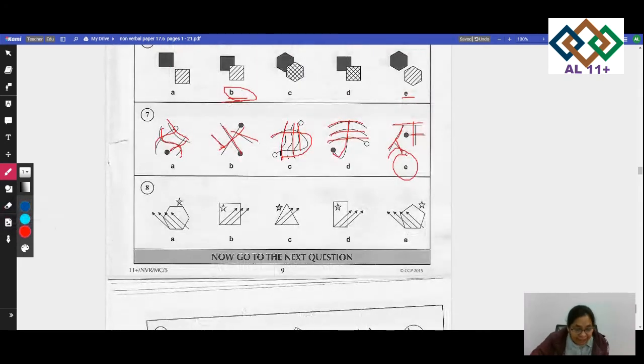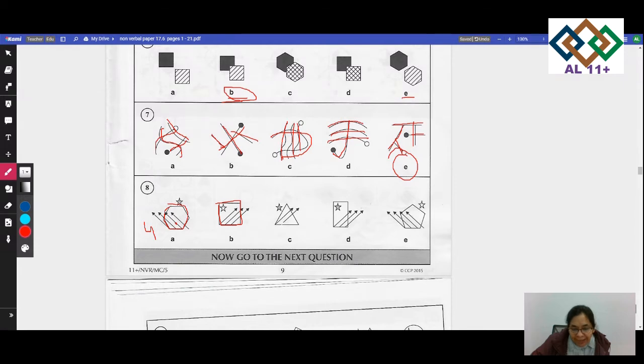Let's go to number 8 now. In number 8, they are saying all the other shapes, the number of arrows is one less than the number of sides of the last shape. So if you look at the last shape, how many sides does it have? It's one, two, three, four, five, six. One, two, three, four. This one has four. Arrow should be three. It has three.